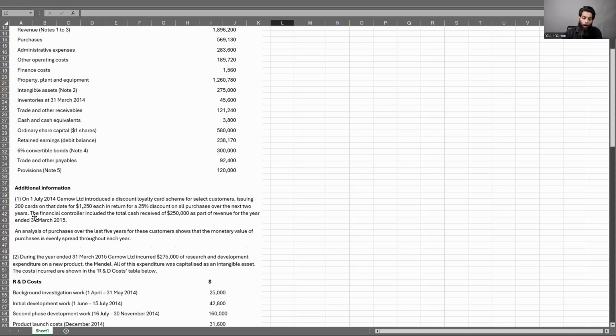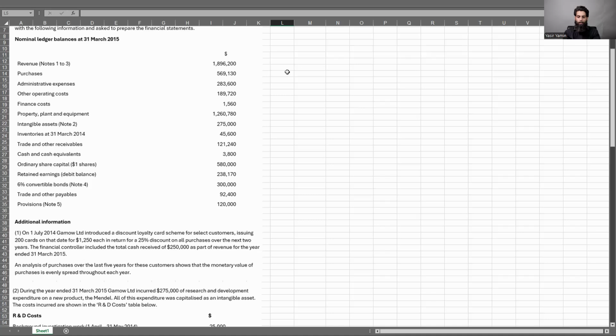So what Gamow Limited has tried to do 9 months before the year end is introduce a loyalty card. They are saying that the advantage of having this loyalty card is that you will be able to exercise its benefit over the next 2 periods. So basically, I'm selling you something right now and providing you a benefit for the next 2 years. All right. So I have just sold 200 cards on that date for $1250 each.